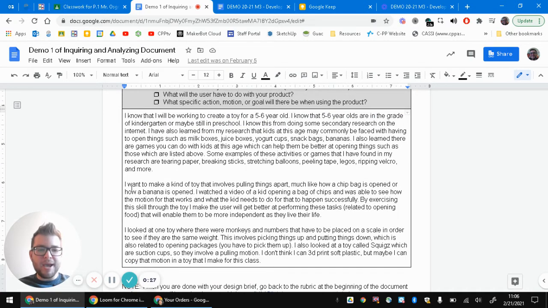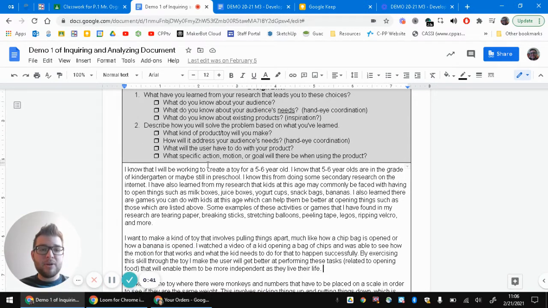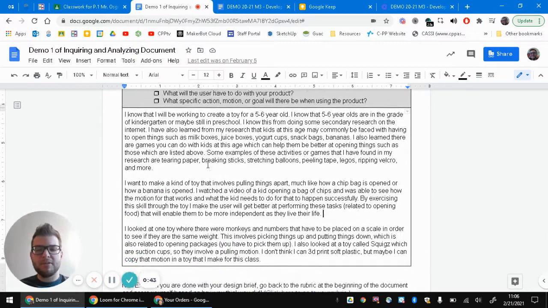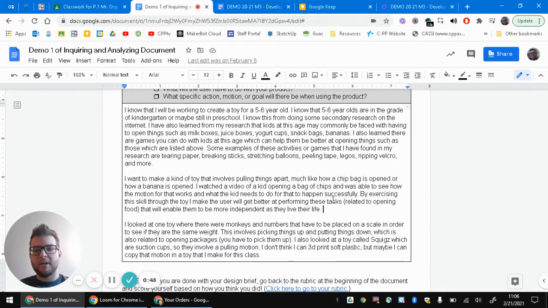Specifically, I'm looking at a toy that involves pulling things apart, like how a chip bag is opened or how a banana is opened. Okay, so that pulling motion is what I'm going for. And so I'm looking back at my design brief here, which is super helpful. If somehow you didn't end up getting your inquiry and analysis done or something, that's okay. You can still jump right back in right now. You can just follow my lead here in this video, and you'll be okay in that sense.